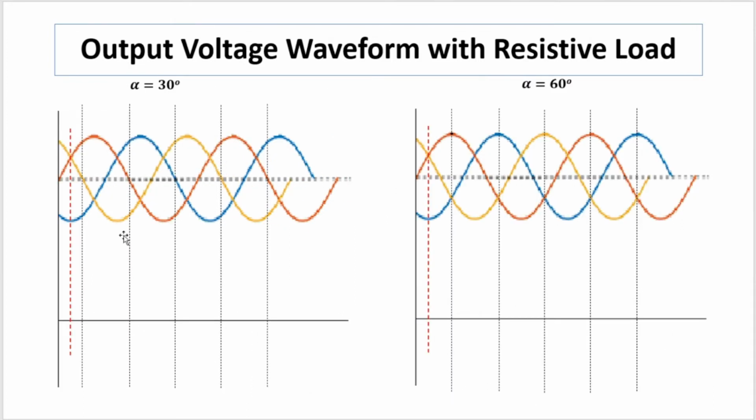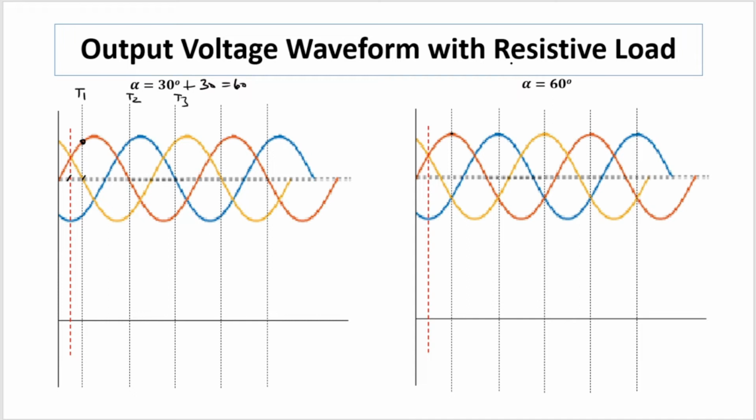Now we will take more values of firing angle. Alpha equal to 30 means we are dealing with 30 plus 30, that is equal to 60. So our point of start will be 30 plus 30, that is this point, 60 degrees. We'll try to start from this point. T1 will be triggered over here, that will conduct till next firing, that is T2, and after this T3.